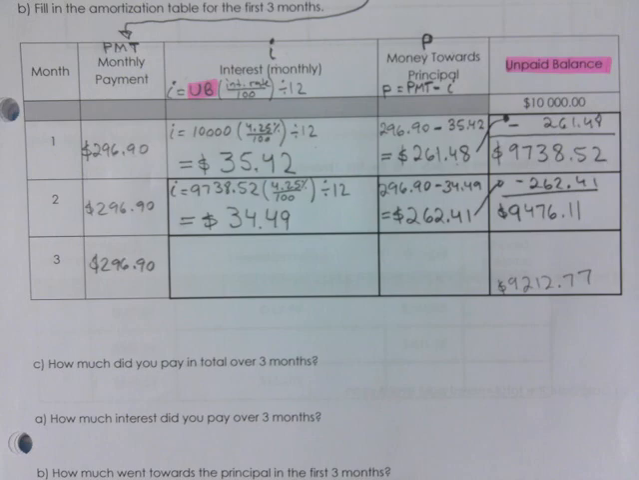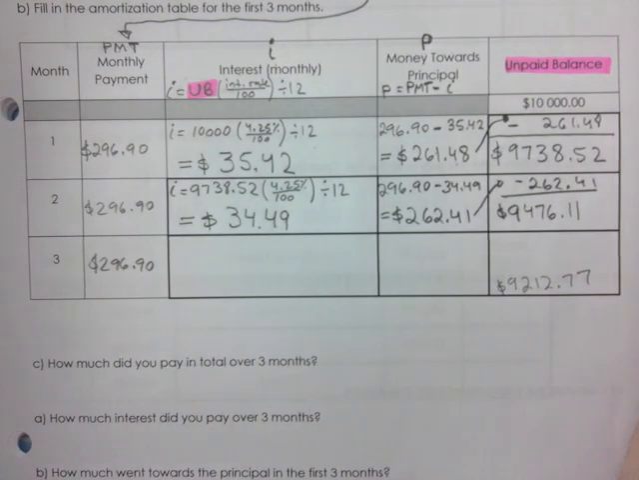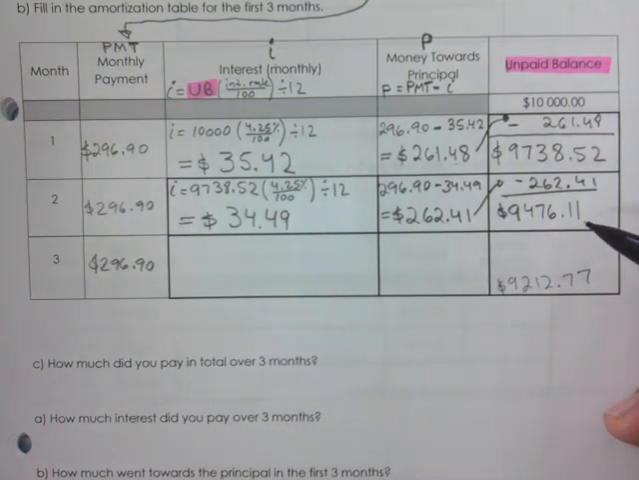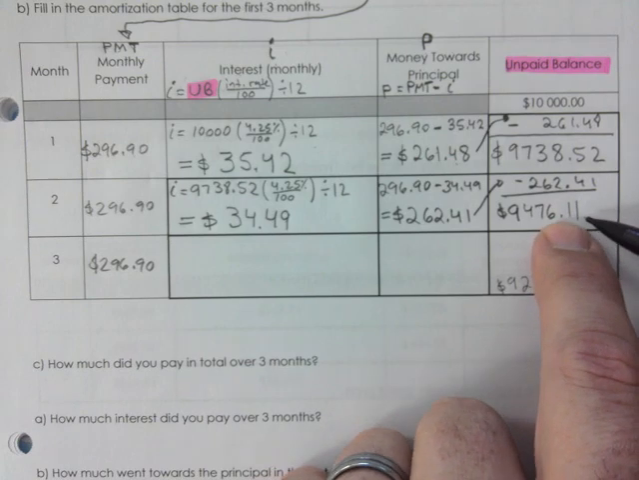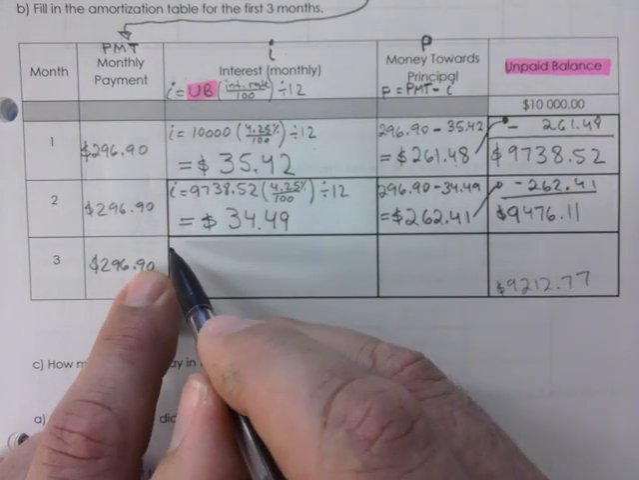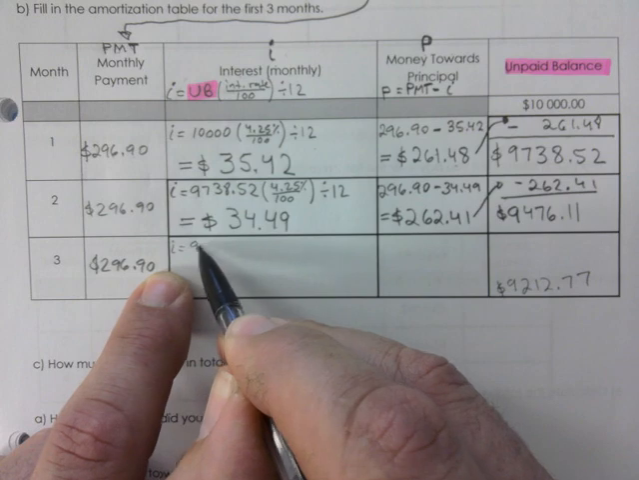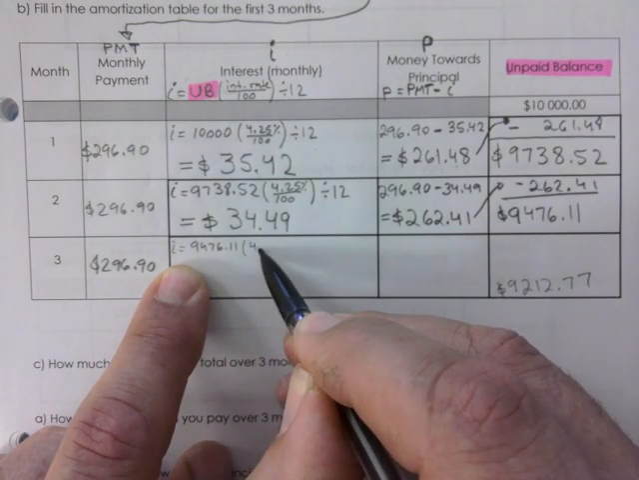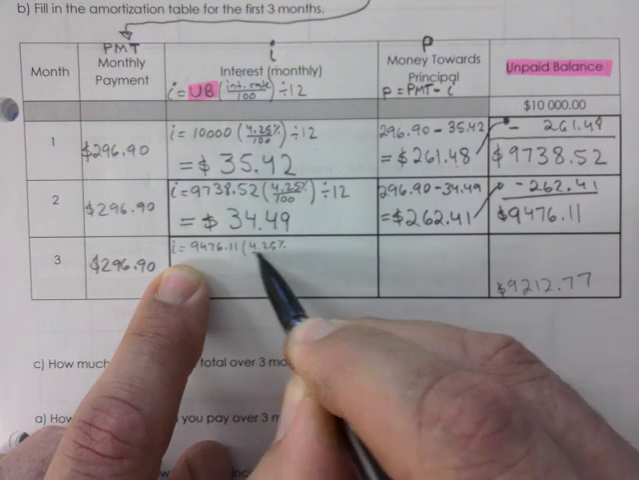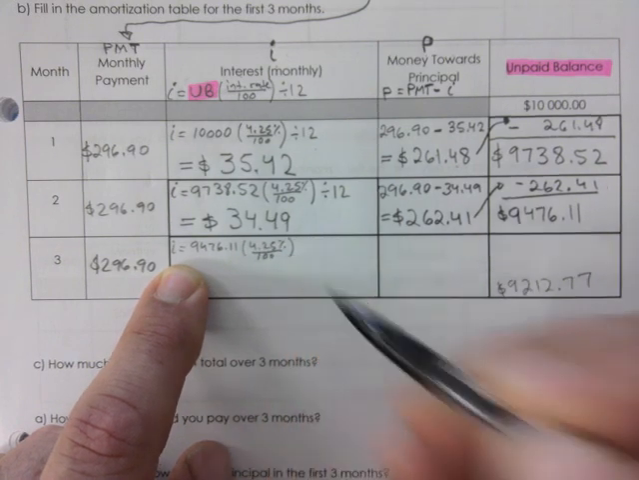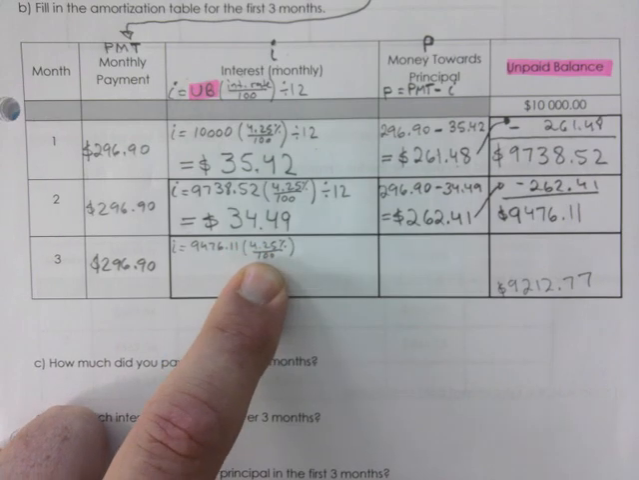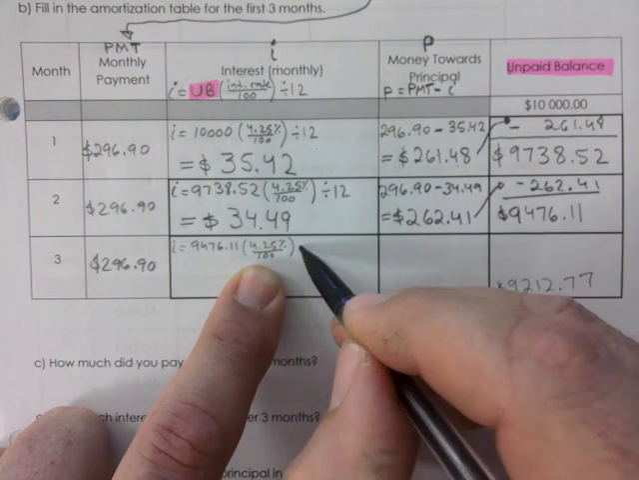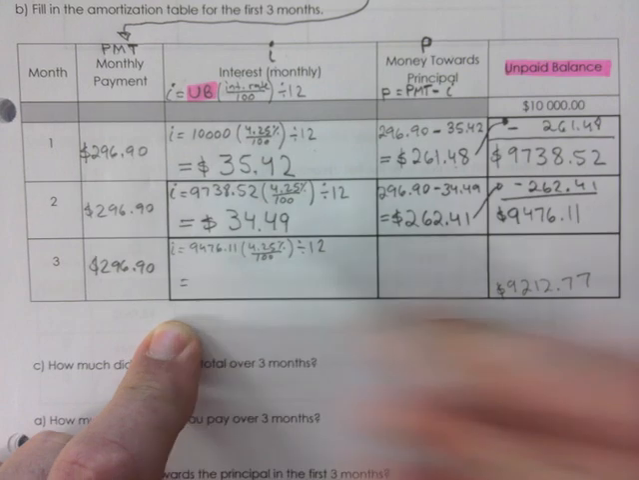So let's see. I want to make sure I have this right because I did make a mistake. I think, okay, we're good. We got to here. So your new unpaid balance comes with you over here. And to get the interest, we go 9,476.11 times 4.25% divided by 100. It's not always 4.25. It just happens to be the case for us. Divided by 12. Let's go ahead and do that.